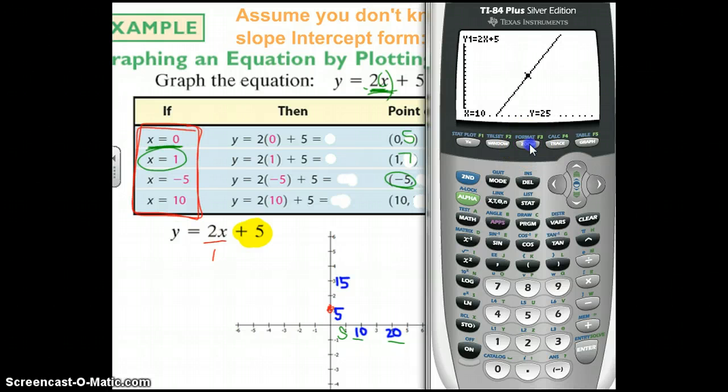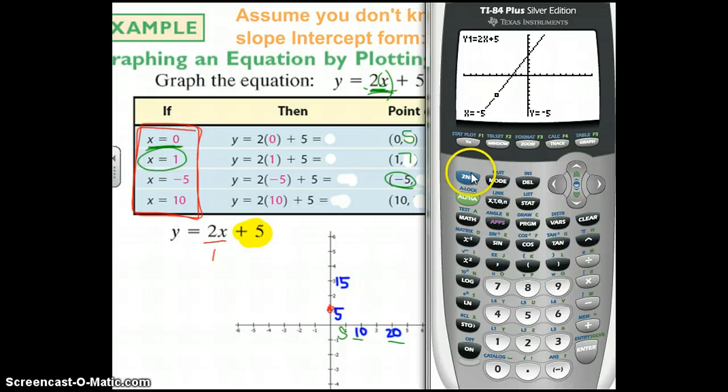whoops, and I'll hit zoom 6. I must have hit something funny here. Zoom 6 just resets my graph. Again, if I hit trace 10 and then enter, I should get a y value, there it is, of 25. And I could do the same thing with -5.